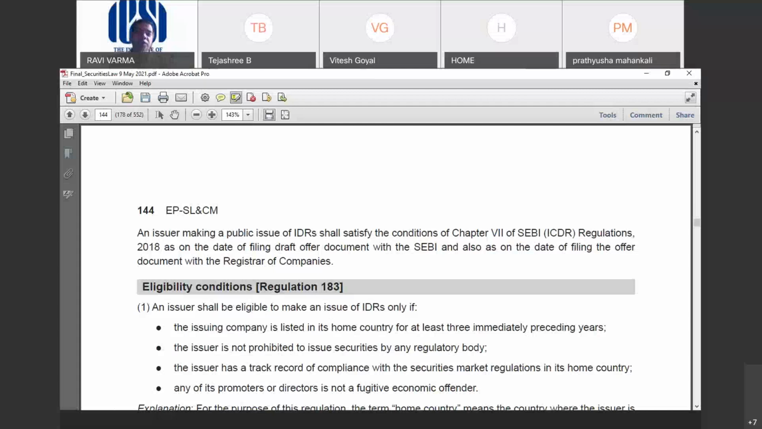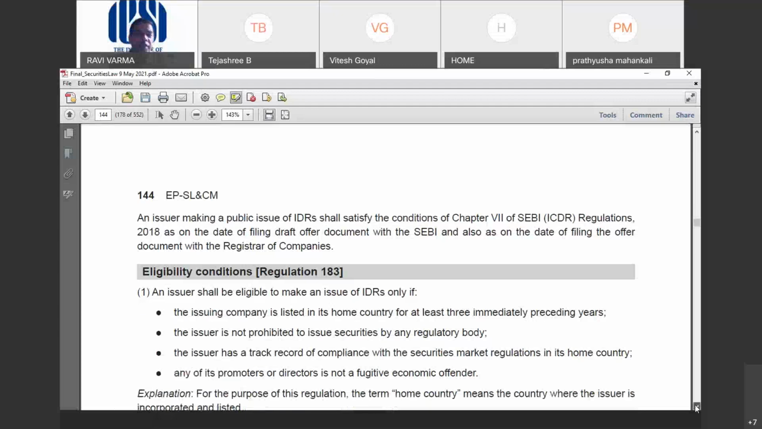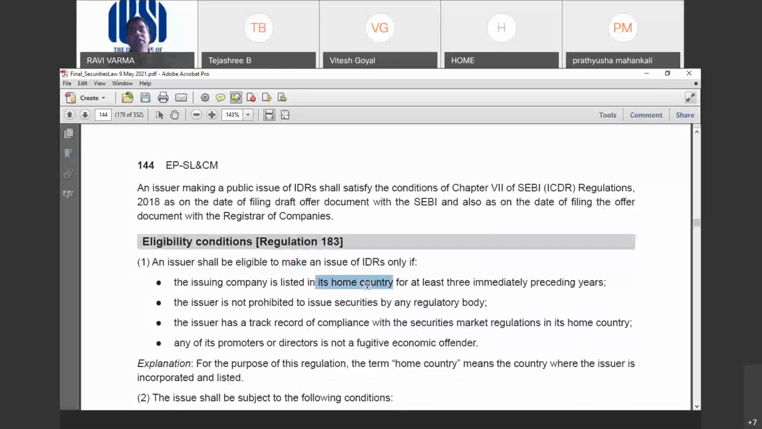So IDRs are issued. What do they do for the issuance of IDR? First, SEBI has mandated that they should be listed in their home country. That means, for example, for UK-based companies issuing, they should have a track record of UK listing for at least 3 years. So if it is listed in the UK for 3 years, it can consider coming out with the IDR. But then they should not be prohibited by any regulator, in fact from SEBI here as well as in the UK also. And then they should have a track record of compliance in their home country.